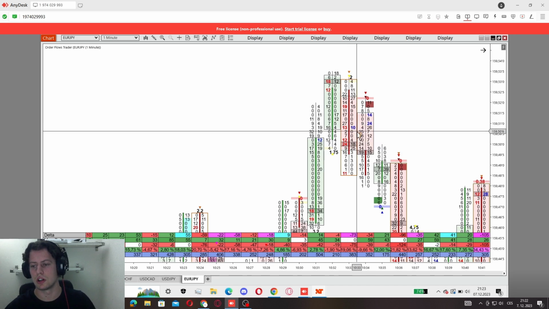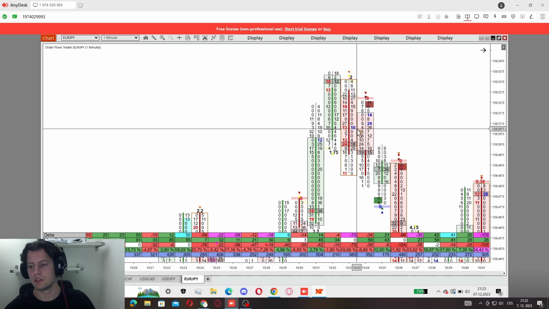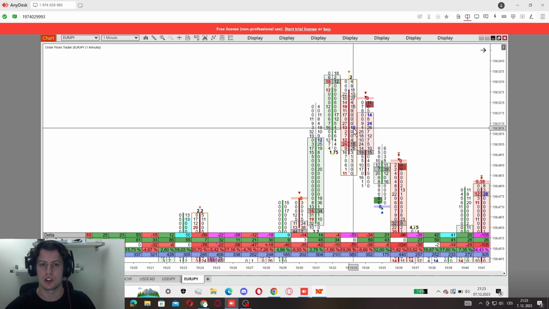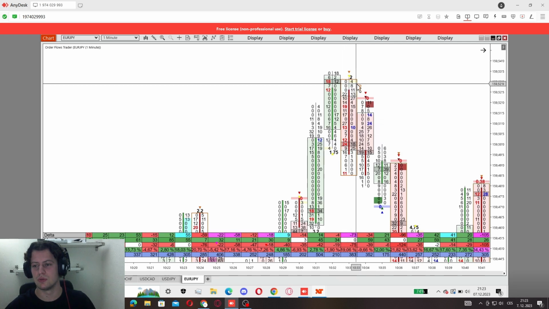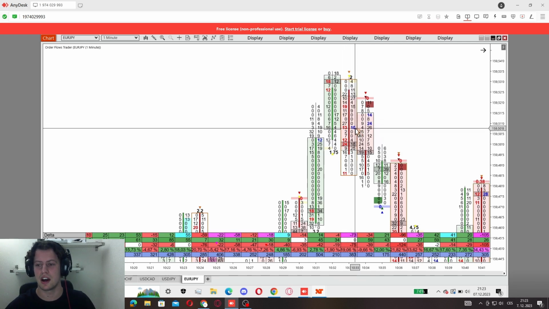Also, I am looking for trapped traders, trapped buyers. Here you can see 10 lots traded at this price in the bearish candle, combined with big delta, big volume, and an exhaustion print. They are trapped. It means they bought because they thought it would go up, but it won't.